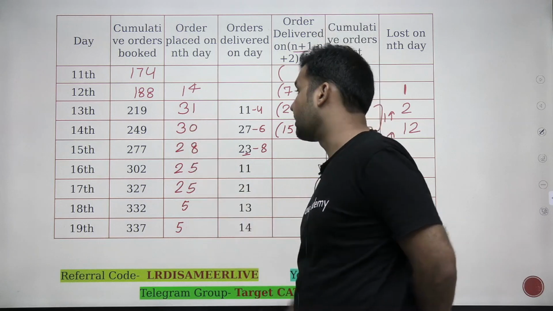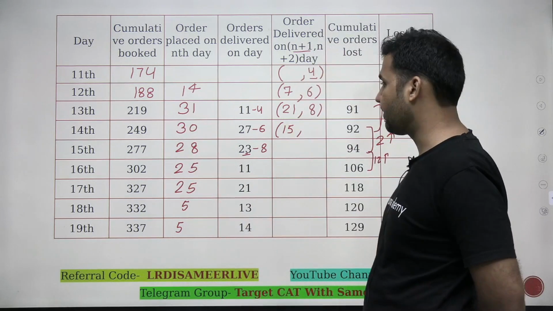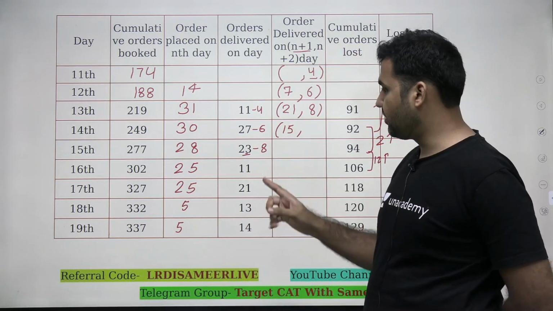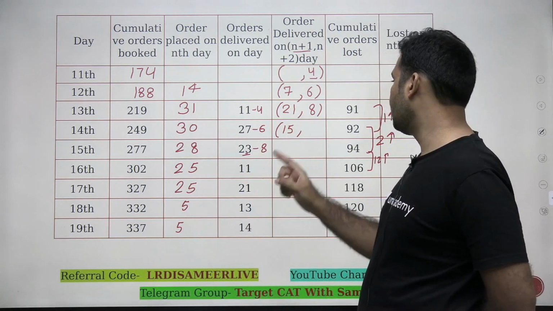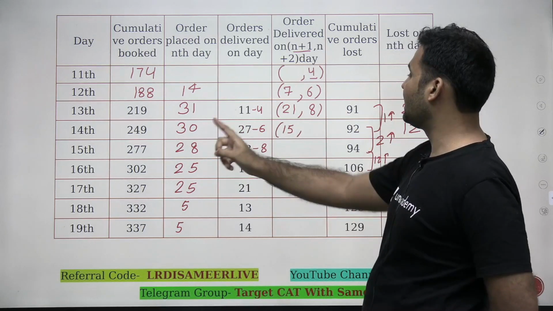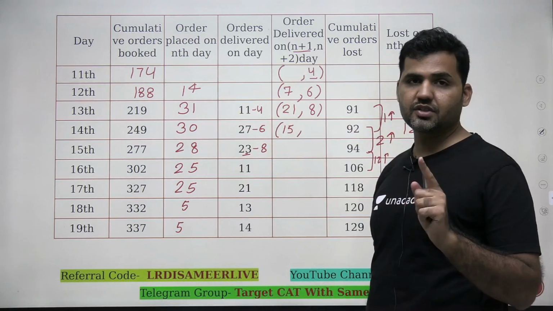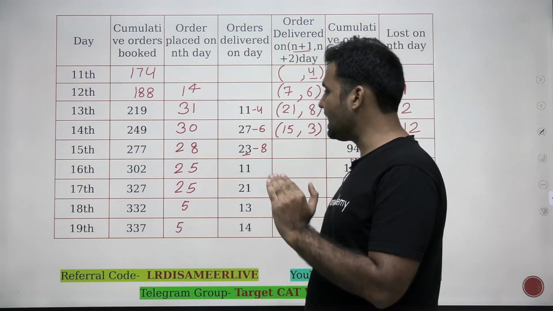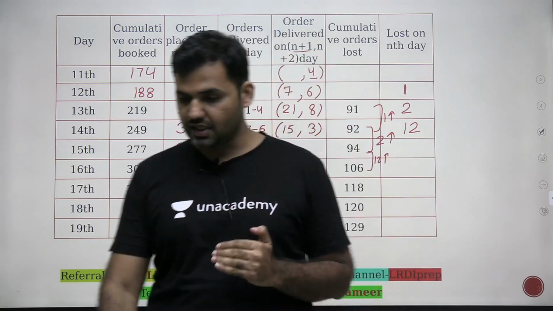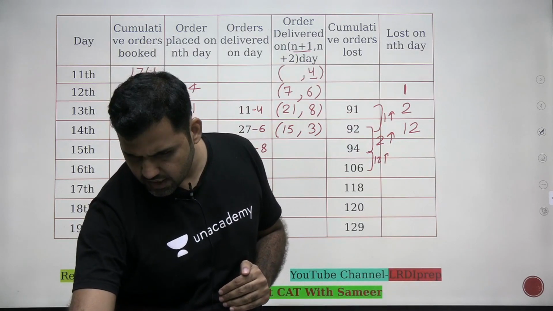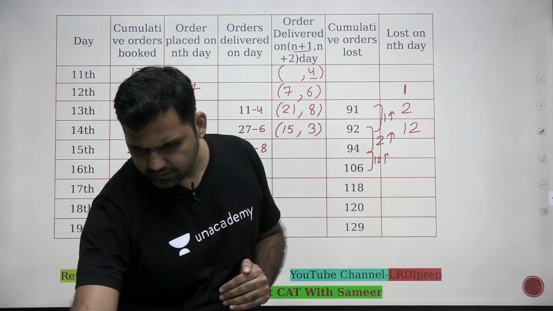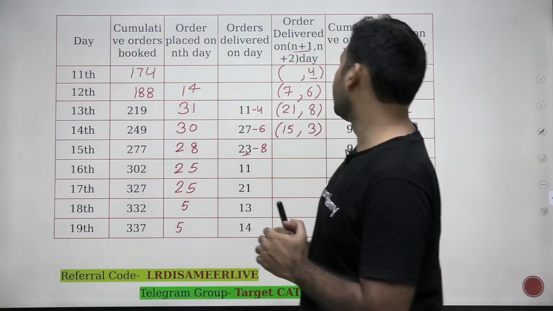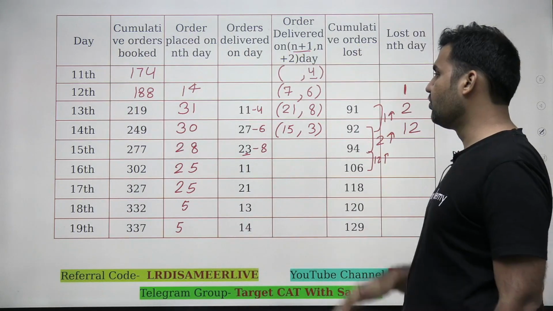Now, look at these 30 orders. Out of these 30 orders, 15 have been delivered on the next day. We have already seen it. Some will be delivered on 16th, but we don't know that value. Out of 30, 15 are delivered, 12 are lost. We are left with 3 more orders. So can I say that 3 such orders of 14th are delivered on 16th, that means they are taking 2 days delivery time, right? Correct.